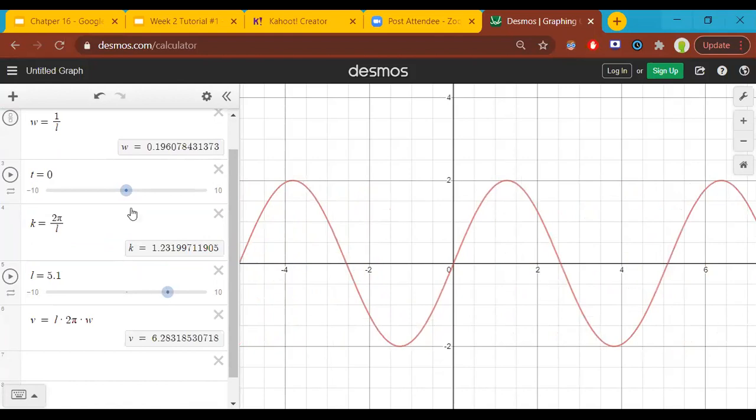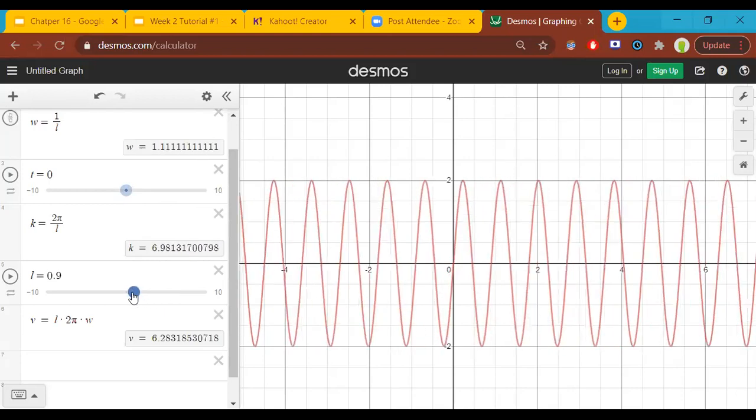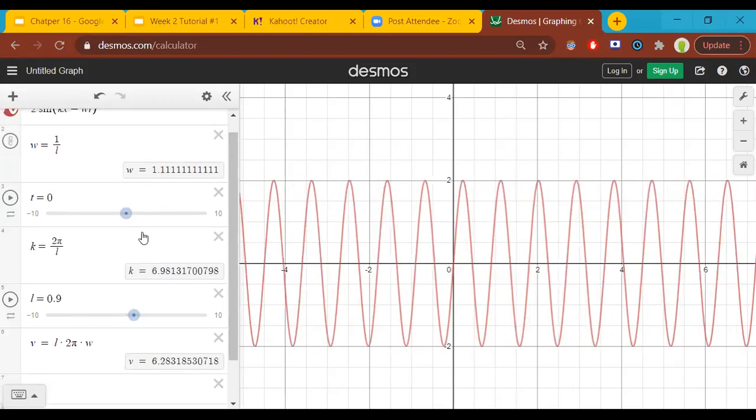wavelength much bigger, the crests are now really far apart, but the wave's still moving at the same speed. So it's moving at the same rate, and it takes longer for crests to pass. Now, what if I make the wavelength smaller, then the crests are a lot closer together?